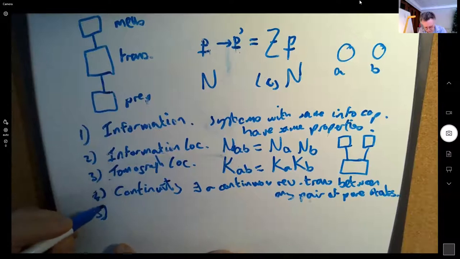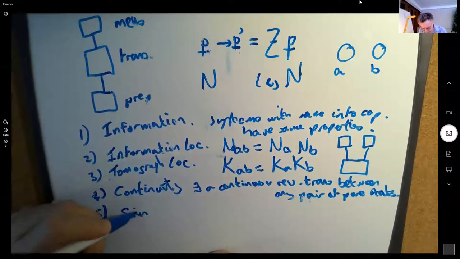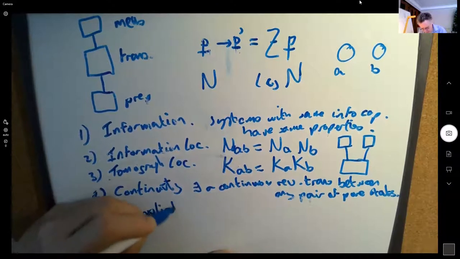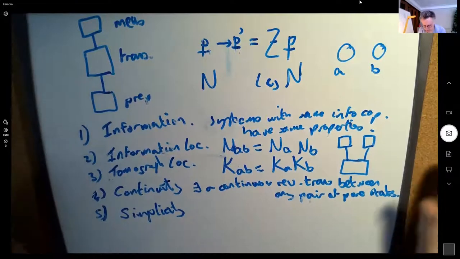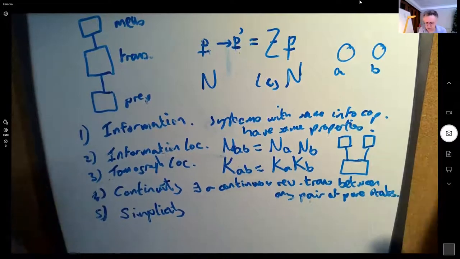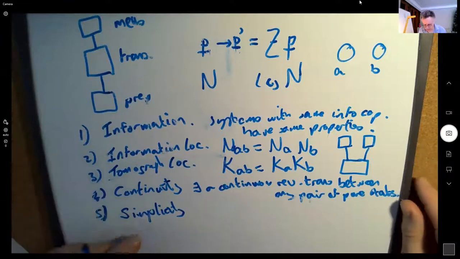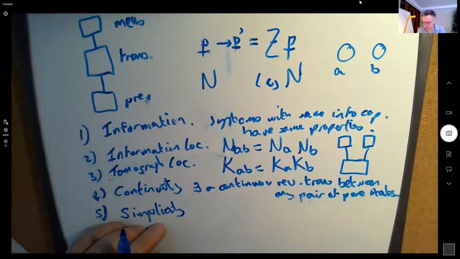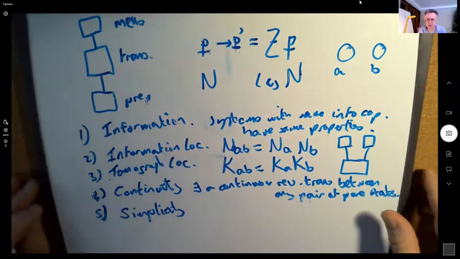And then finally, we have the final axiom, which is a simplicity axiom. I'll explain the axiom in a bit more detail on the next slide. So this simplicity axiom is basically that we take the simplest theory in a hierarchy of theories consistent with his actions.